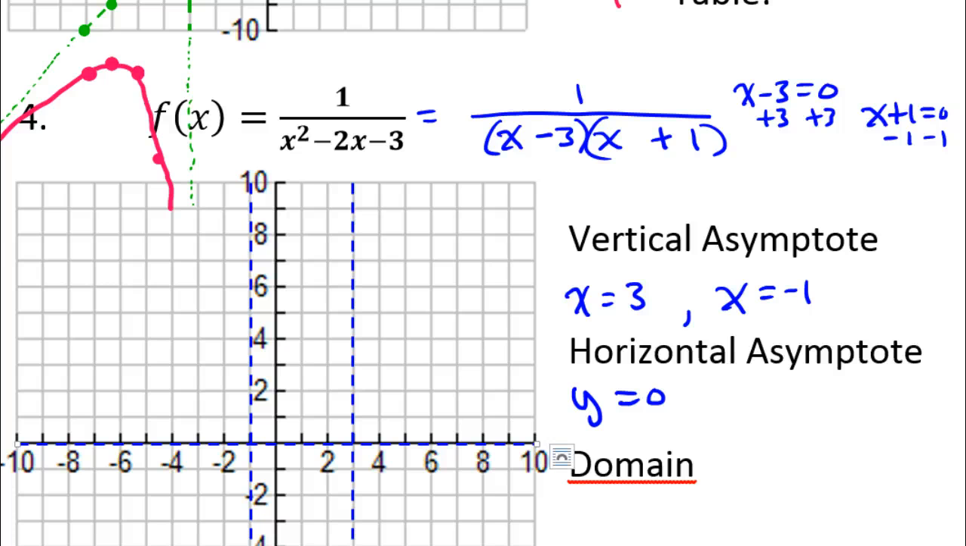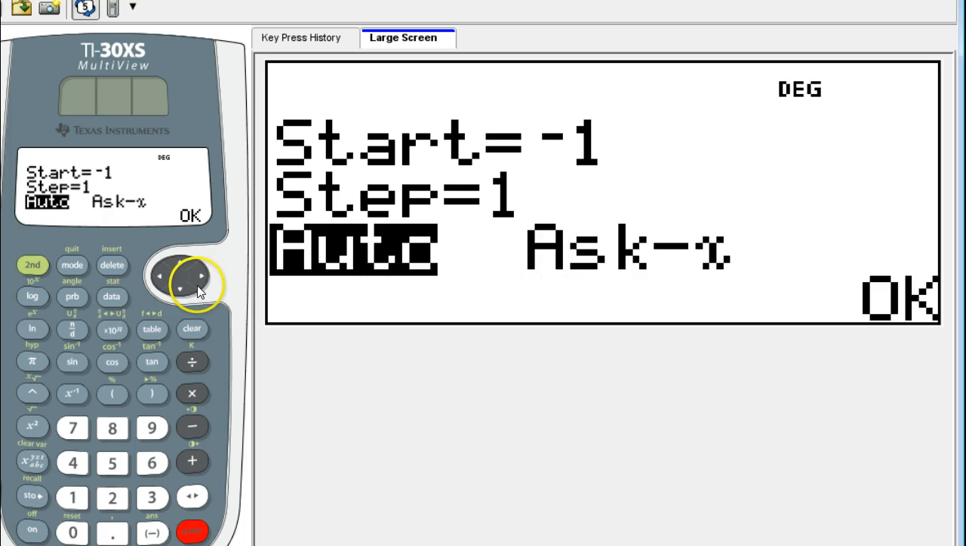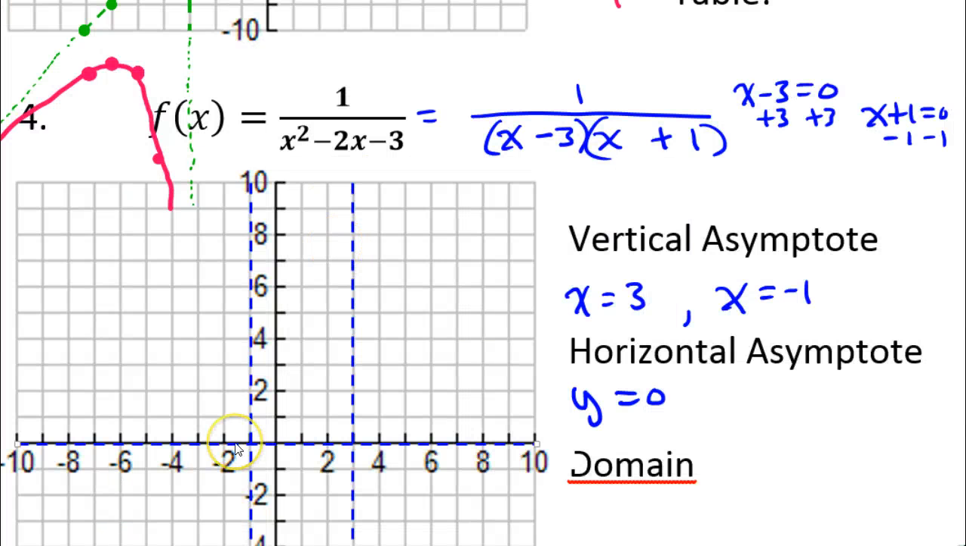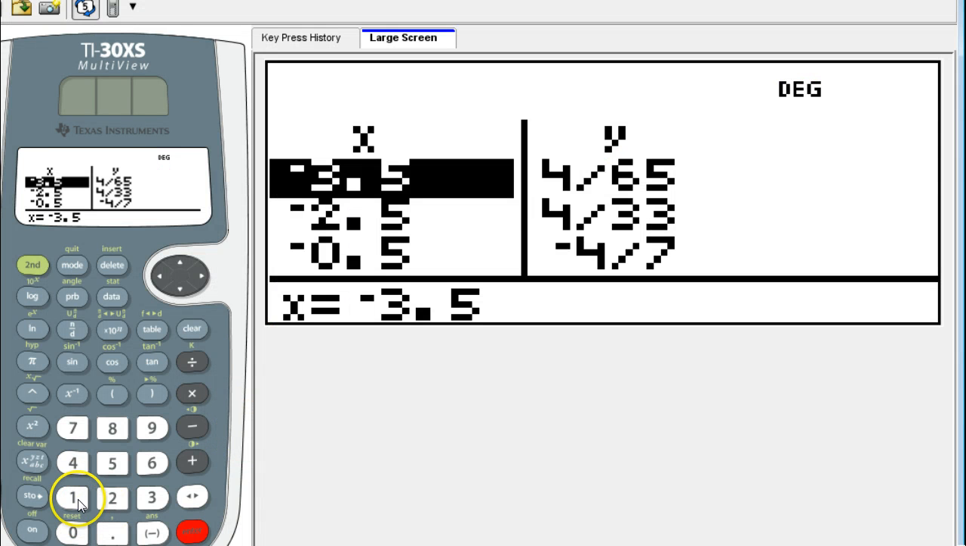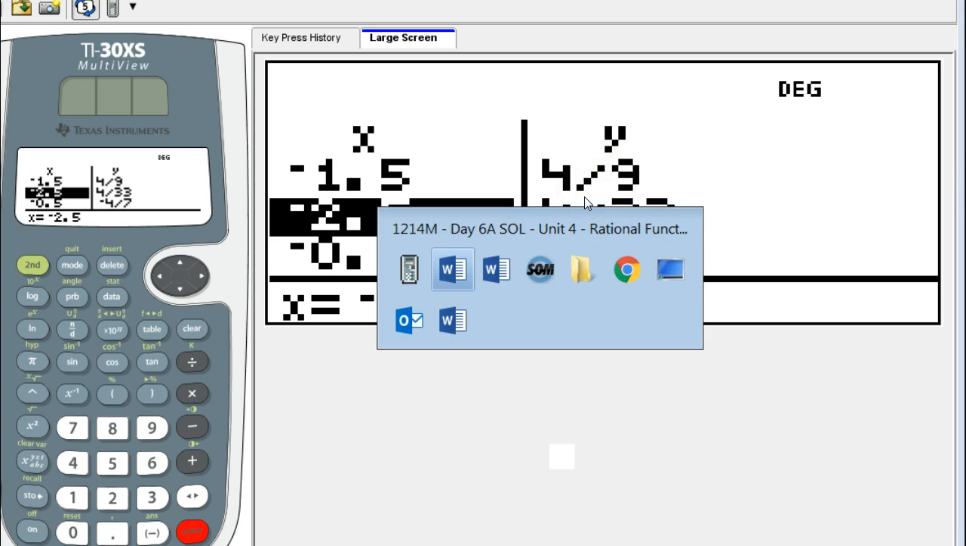To get those decimals, I'm going to use ask mode for a moment. So I'm going to switch from auto to ask. Okay, now it's waiting for me to type in whatever I want. So just to the left of the vertical asymptote, this is at -1, so -1.5 would be a decimal to the left. So here I go, -1.5. All right, I see the y value.